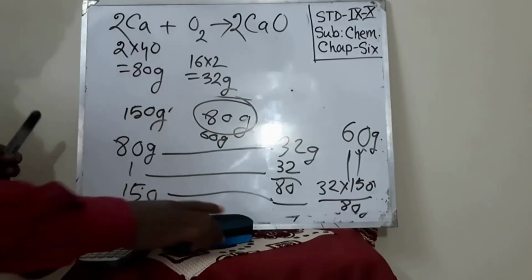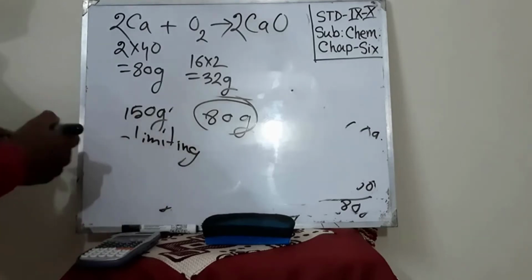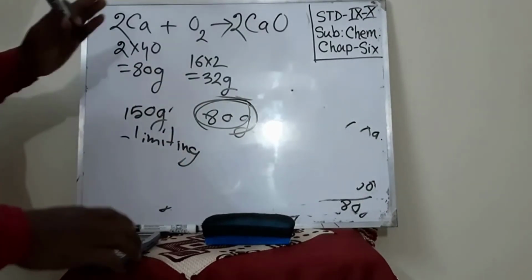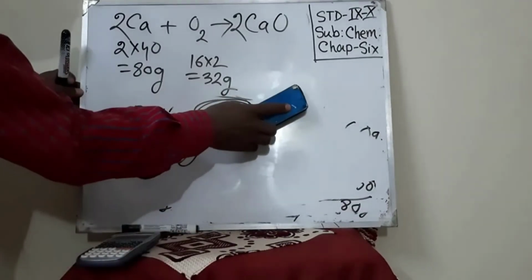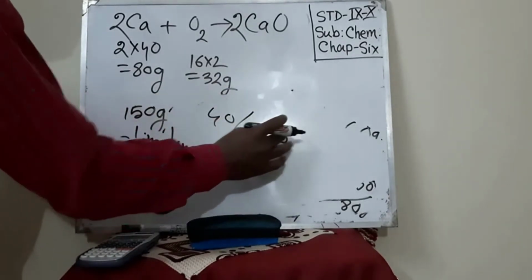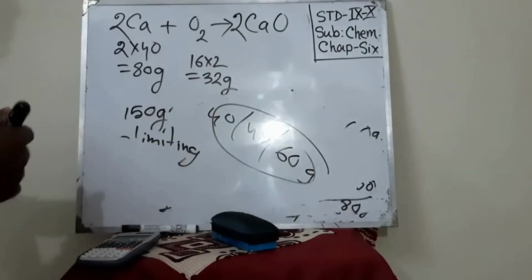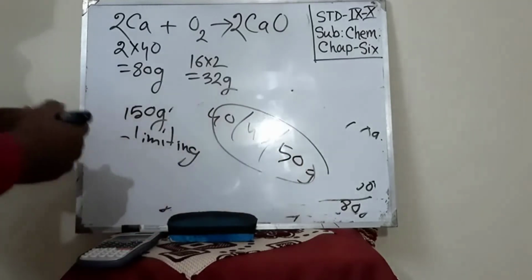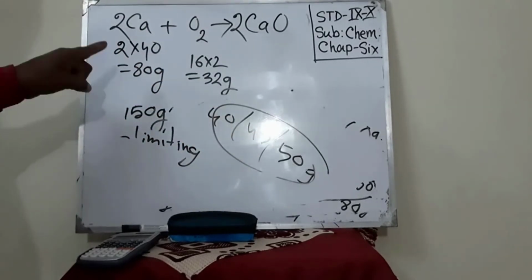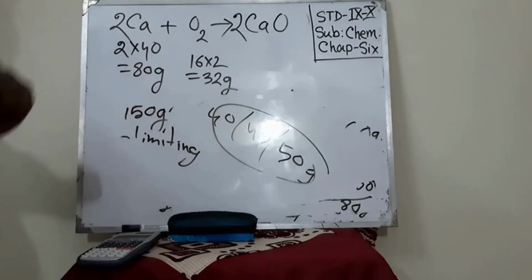So calcium is limiting here, for this amount. This is the limiting reactant, because for 150 gram we need only 60, but we have taken 80. In that case the limiting reactant is 150. But if I take less than 60, suppose 40 or 45, any less than 60 gram oxygen, then oxygen will be the limiting reactant, because for 150 gram we need 60 gram, but we haven't taken 60 gram.